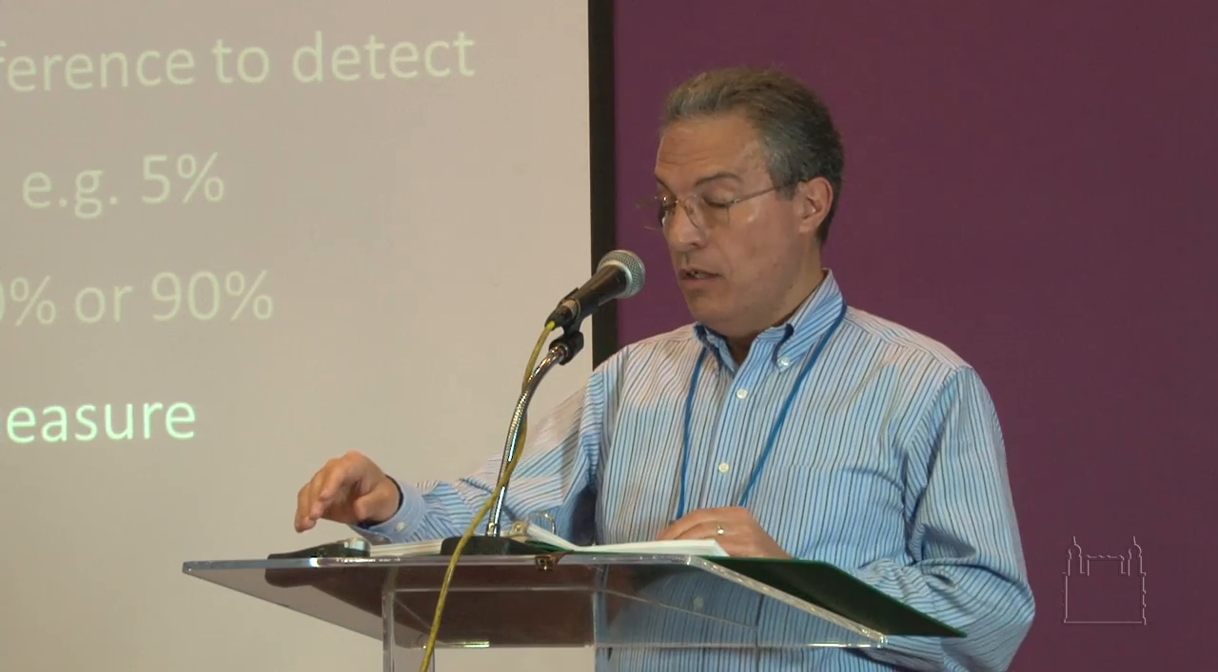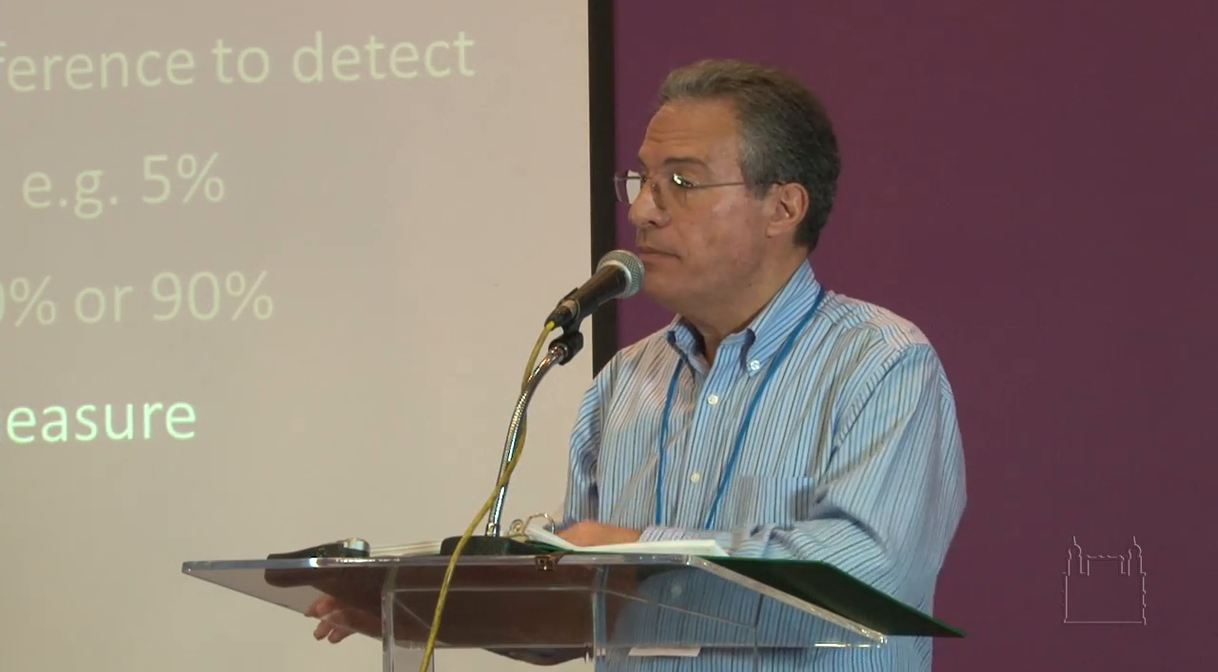Okay. Any other? Yeah, please. Yes, regarding the dropout rate. What if you have a larger dropout in one of the arms and not the other ones? How do you recalculate only for the arm that has a higher dropout? Is there a rule for that, or do you have to add to all of the arms?